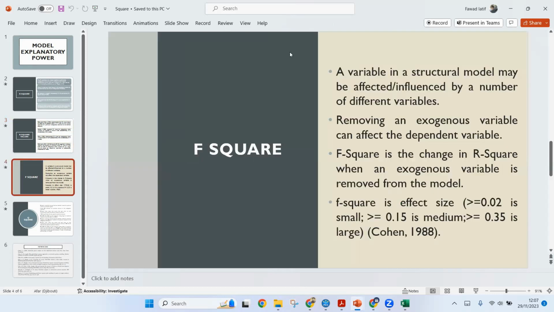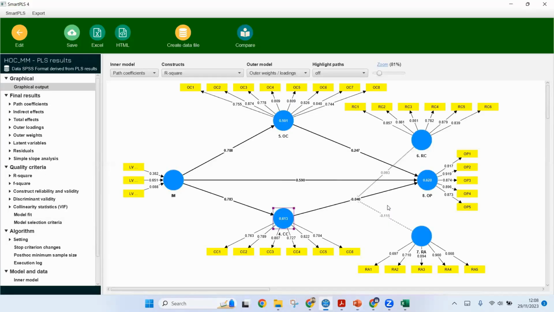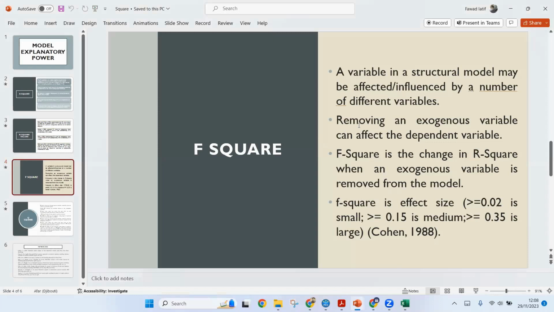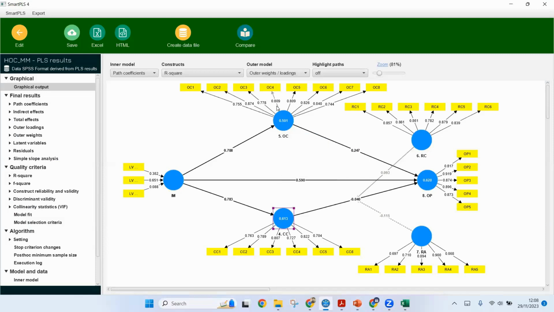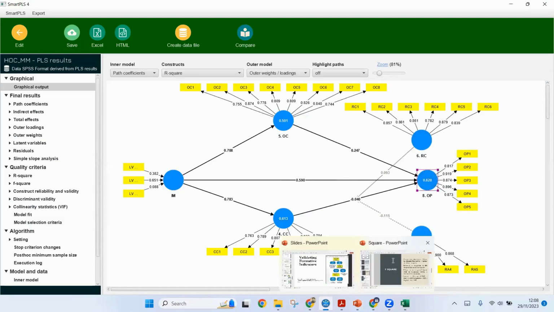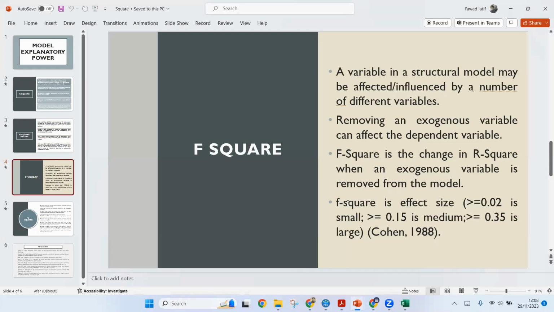Now, F square. What is F square? A variable in a structural model may be affected or influenced by a number of different variables. Now look at this. OP is influenced by all these variables in the model, isn't it? Removing an exogenous variable can affect the dependent variable. So if I remove this one or this one or these moderating effects, this can affect organizational performance. F square is the assessment of how it affects the R square of the variable.